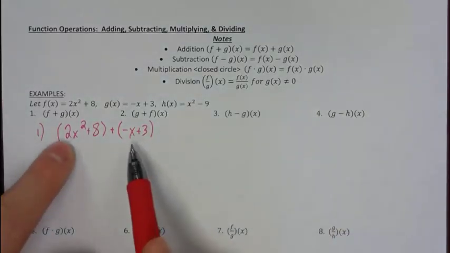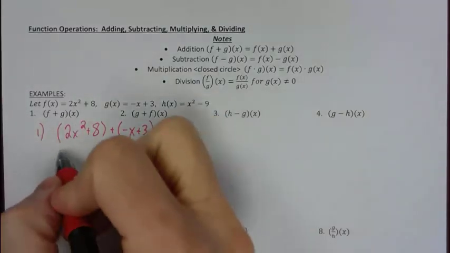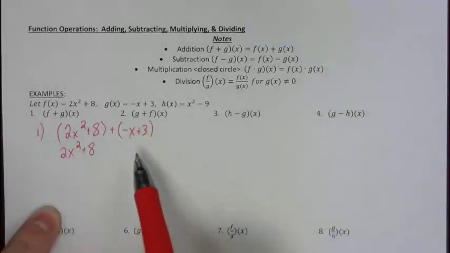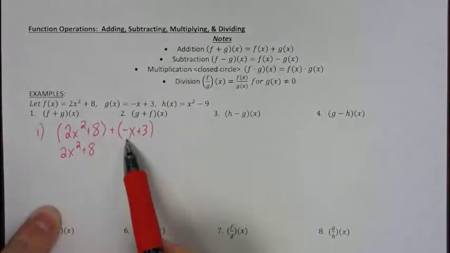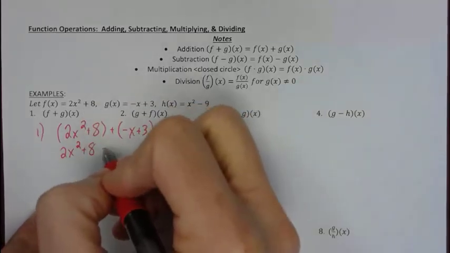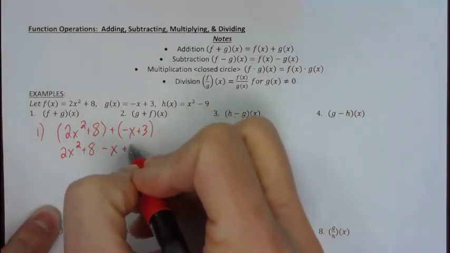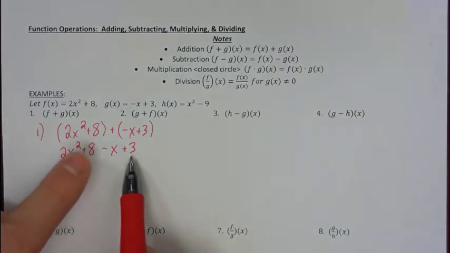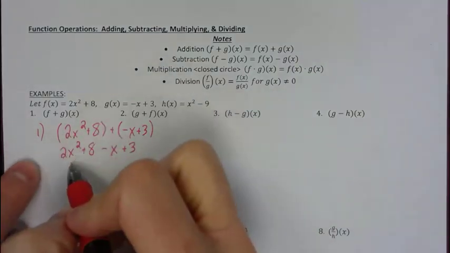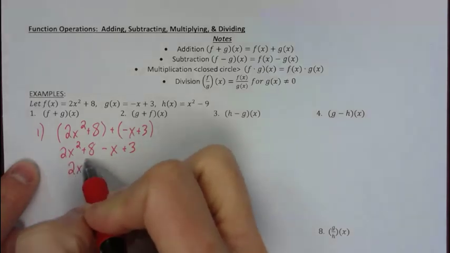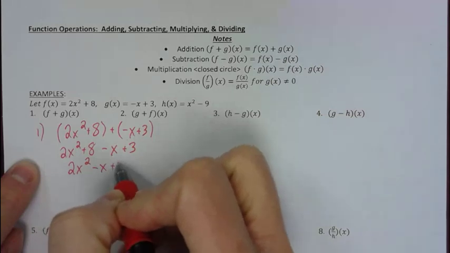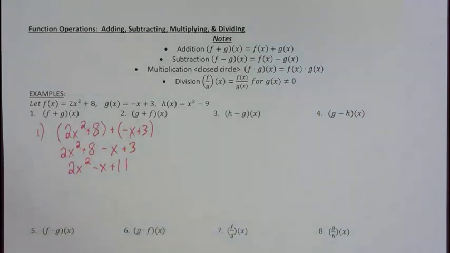So we have a 2x squared, and you can also maybe just take away your parentheses, the first one, and then the second one, you just remember you're adding a negative and adding a positive. So we have a minus x and a positive 3. And then we're just putting all our like terms together, that being this 8 and the 3. So combining f and g here would be 2x squared minus x plus 11.